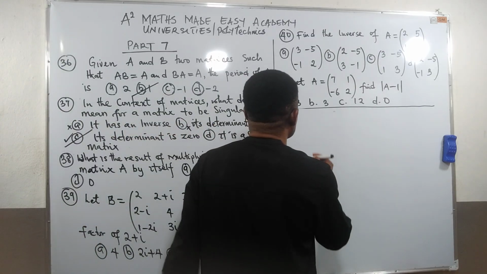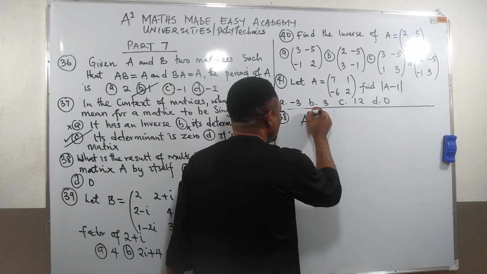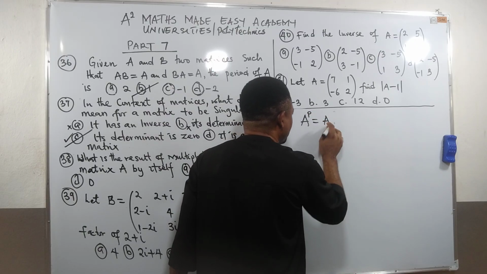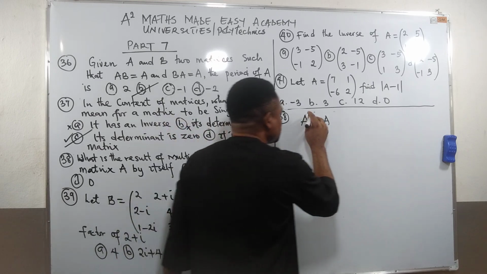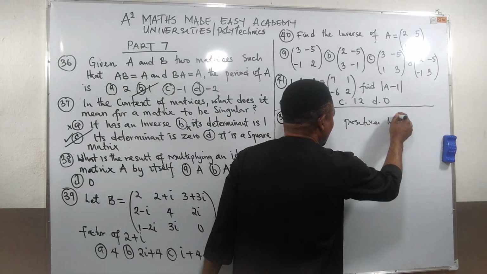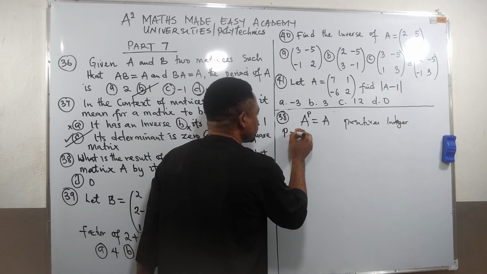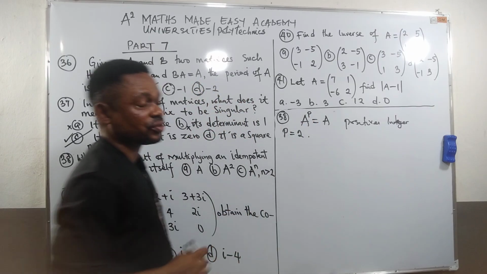It is a matrix where A raised to power P produces what? A. And this P is a positive integer. Positive what? Integer. Am I communicating? And this P is only but 2. It's only but what?